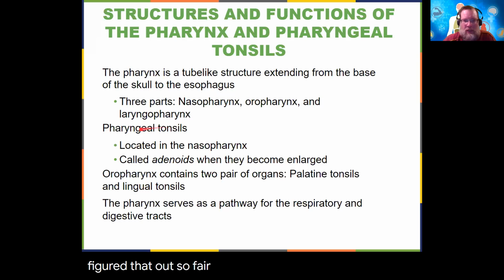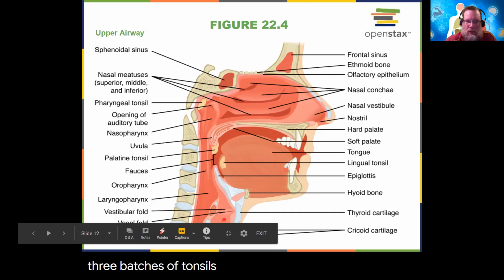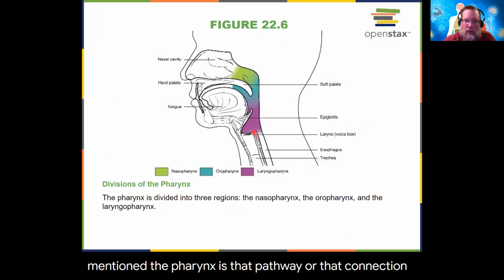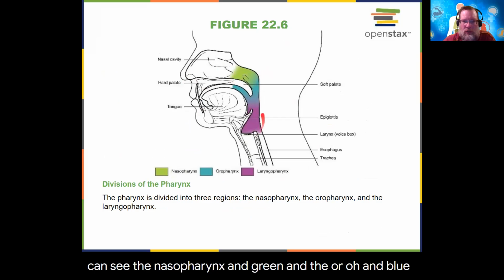So pharyngeal tonsils, again, these are going to be the adenoids when they become enlarged. And then we also see the palatine and lingual tonsils as well. So we looked at all three batches of tonsils. And again, I mentioned the pharynx is that pathway, or that connection with the digestive and respiratory systems. So we go through, they gave us a nice color-coded highlighting. We can see the nasopharynx in green, and the oro in blue, and the laryngo in purple.